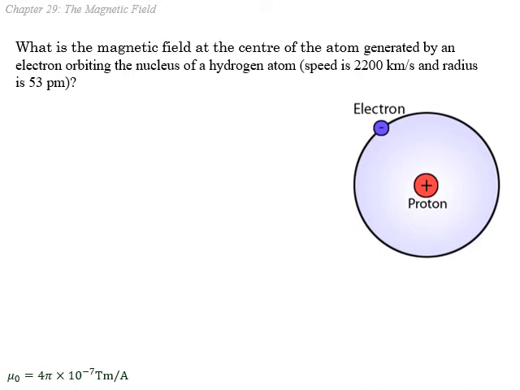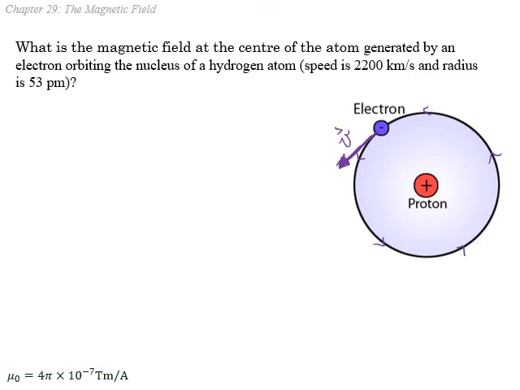For our example, we'll ask, what is the magnetic field at the center of the atom generated by an electron orbiting the nucleus of a hydrogen atom with a speed of 2200 kilometers per second with a radius of 53 picometers? First thing I'm going to do, because our picture doesn't show us the direction of the electron motion, I'm just going to assume it goes around clockwise. So the velocity at the point shown is going to be a tangent to that circle with the orientation given that it's going around clockwise. Okay, so there's the velocity vector.